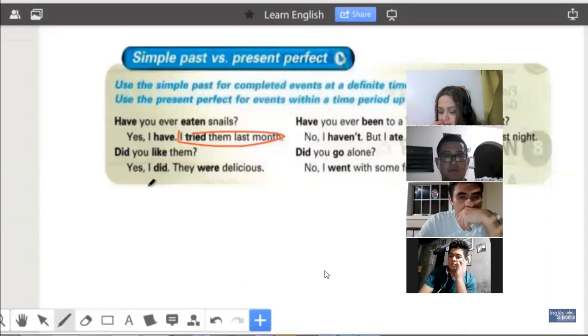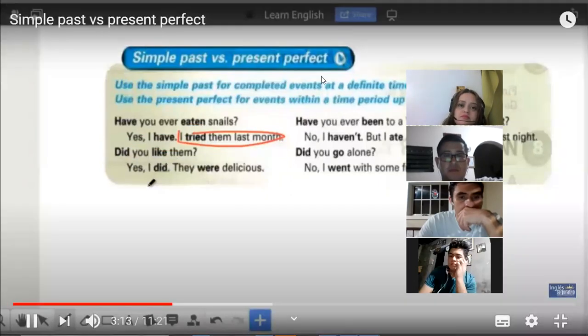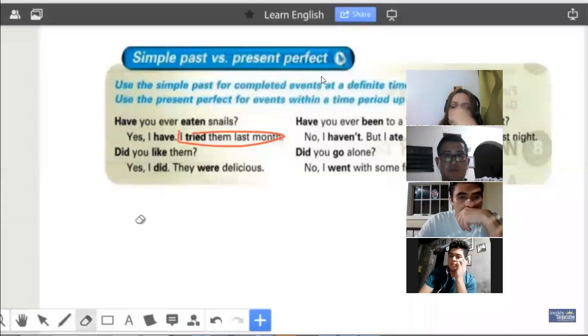And so the answer to that is, yes, I did. And then you give more information, they were delicious. And so we do the same thing towards the right side of the example of this chart.